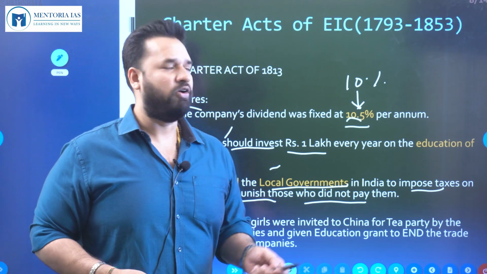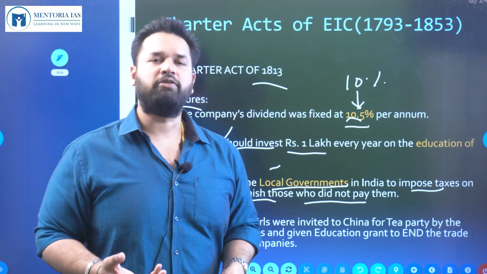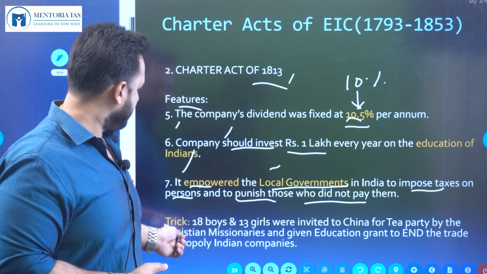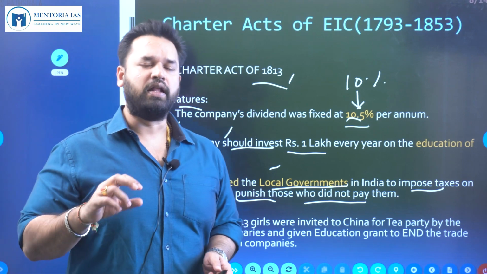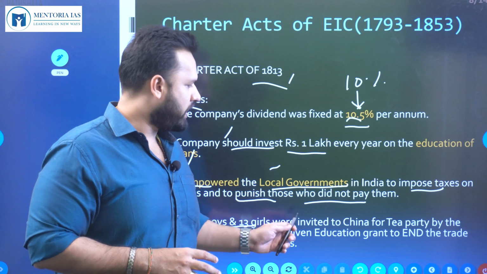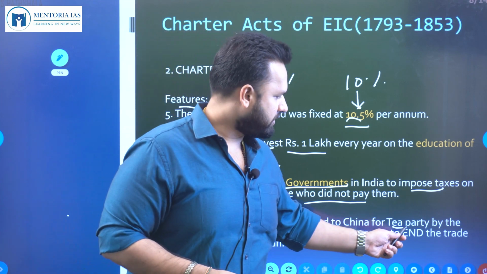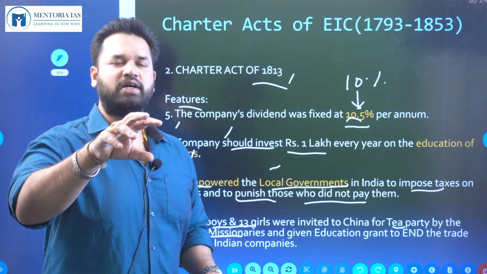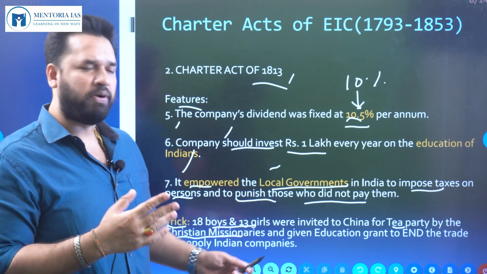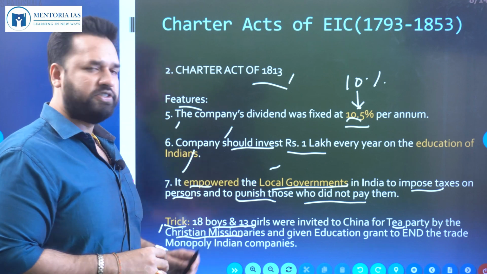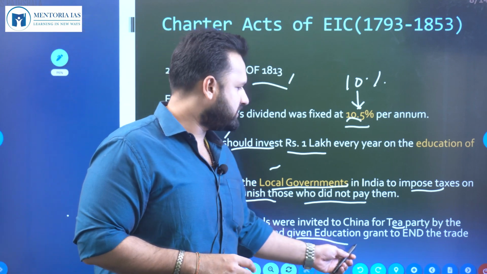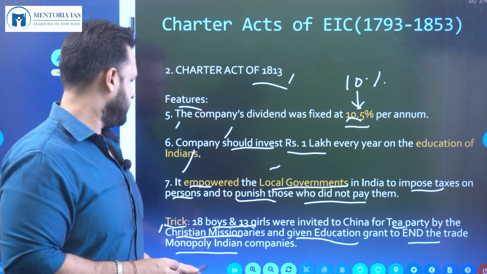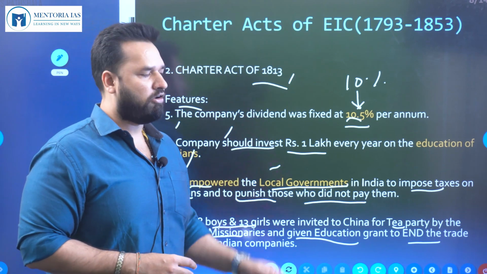How do you remember this act? You will be confused: is it the act of 1833 or the act of 1813? Don't worry, I have a trick. Let us say 18 boys and 13 girls were invited to China for a tea party by Christian missionaries. Imagine 18 boys and 13 girls were invited to China for a tea party to have tea by Christian missionaries and given an educational grant to end the trade monopoly of the company. So this is the mnemonic to remember the Charter Act of 1813.